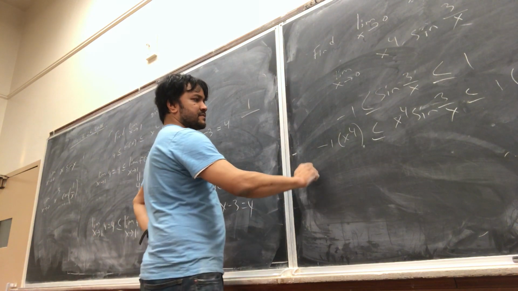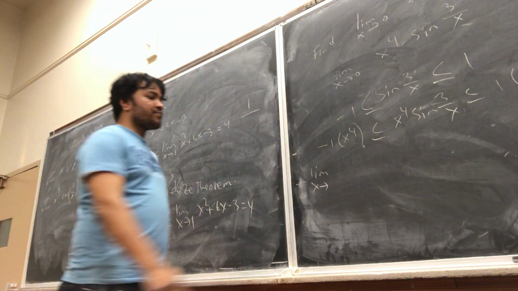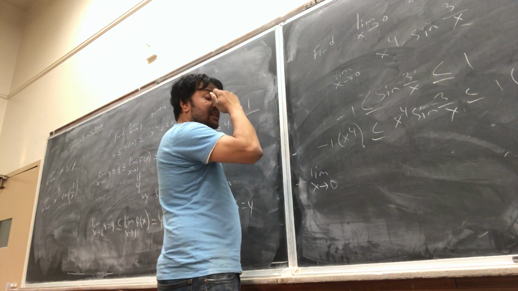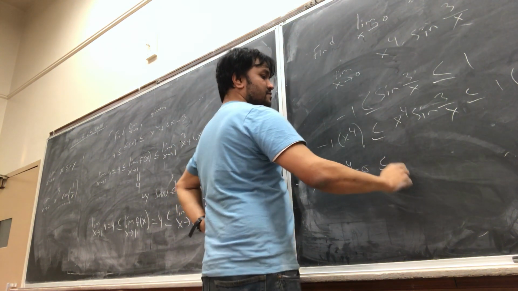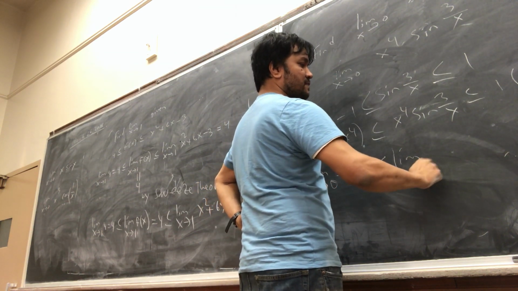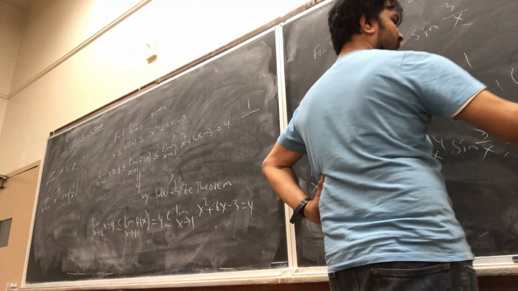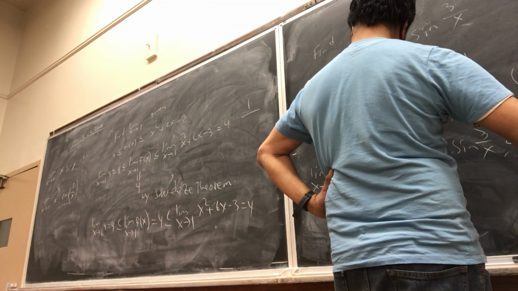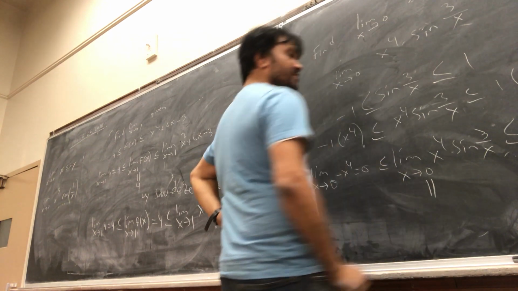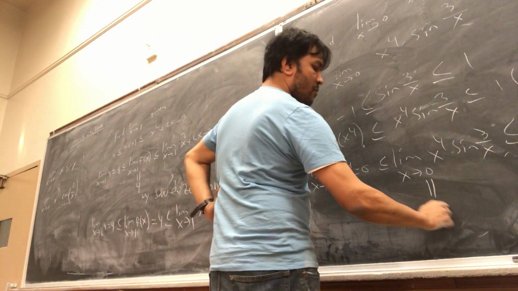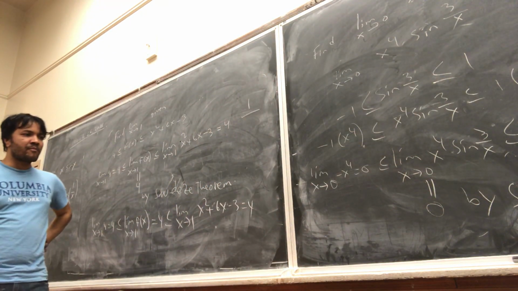Now as x goes to 0, minus x to the 4 is 0. The limit as x goes to 0 of x to the 4 sine 3 over x. The limit as x goes to 0 of x to the 4 is 0. So this is 0 by the squeeze theorem, which you will write. I'm not writing it again.